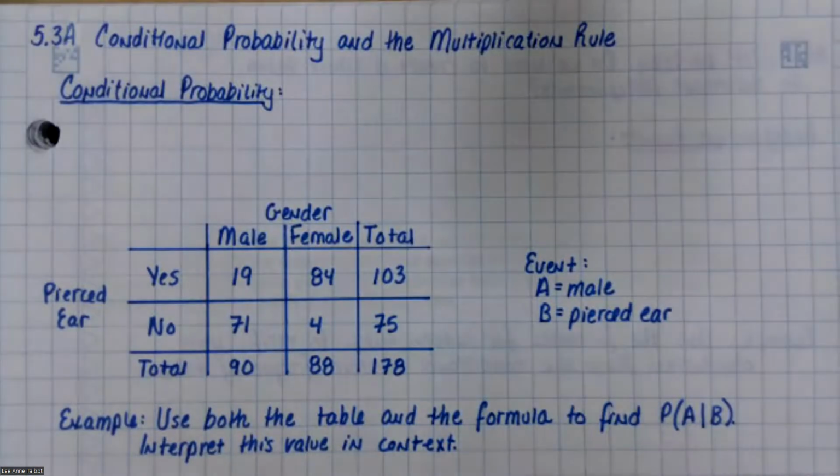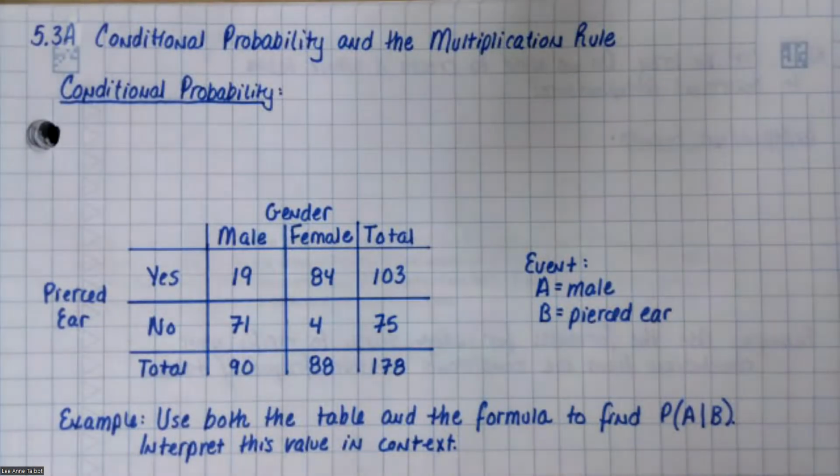Some people still prefer to use the table, but again, I have to warn you that College Board likes to do the thing where they give you everything but one thing and you have to solve for the one thing. So you should know about the formula.